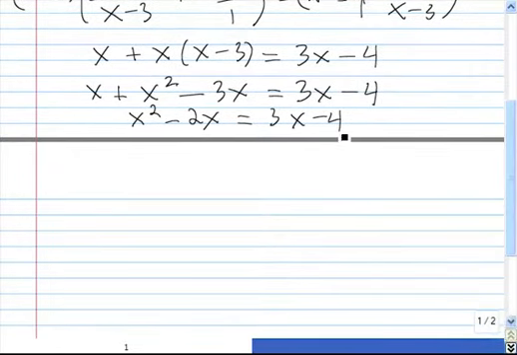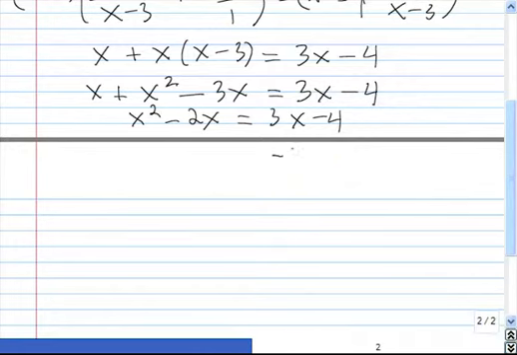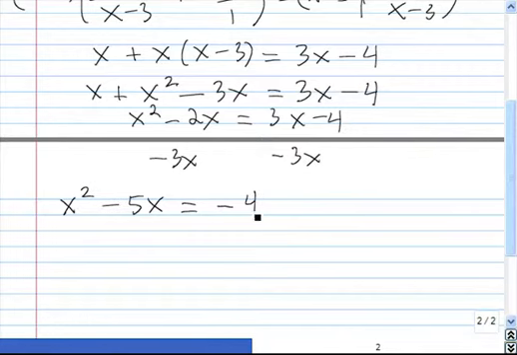Now that we have a quadratic here, we always want to put our quadratic equation in standard form in order to solve it. So we have to subtract 3x from both sides. And so we get x squared. Negative 2x minus 3x is negative 5x. And on this side we're left with a negative 4. Next we need to add 4 to both sides. So we have x squared minus 5x plus 4 is equal to 0.